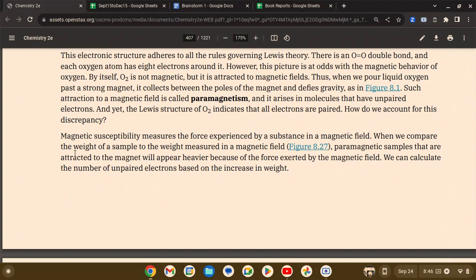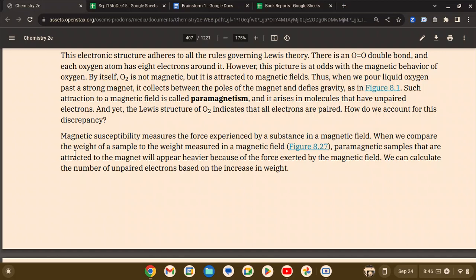However, this picture is at odds with the magnetic behavior of oxygen. By itself, O2 is not magnetic, but it is attracted to magnetic fields. Thus, when we pour liquid oxygen past a strong magnet, it collects between the poles of the magnet and defies gravity, as in figure 8.1. Such attraction to a magnetic field is called paramagnetism, and it arises in molecules that have unpaired electrons, and yet the Lewis structure of O2 indicates that all electrons are paired. How do we account for this discrepancy?